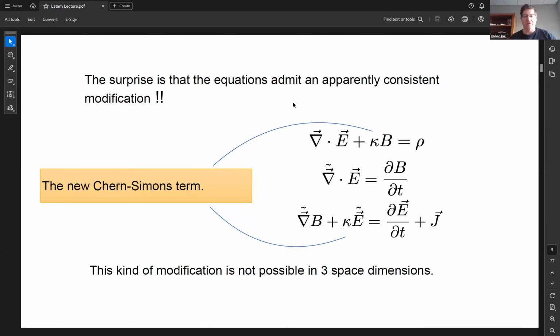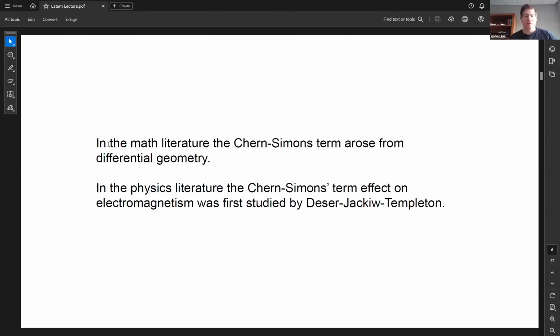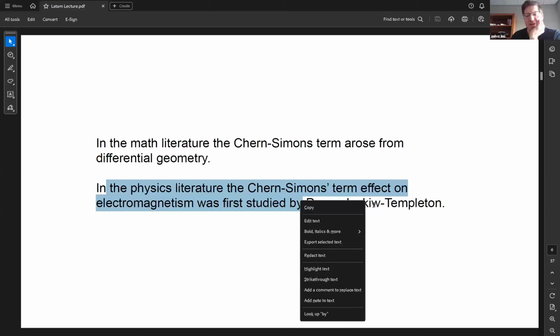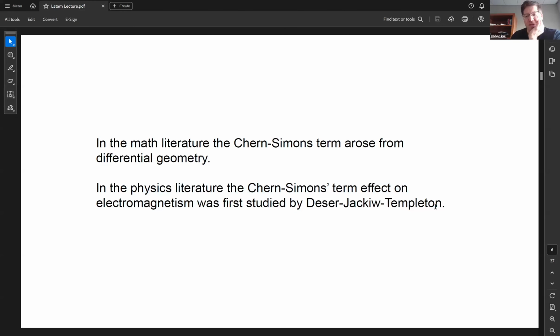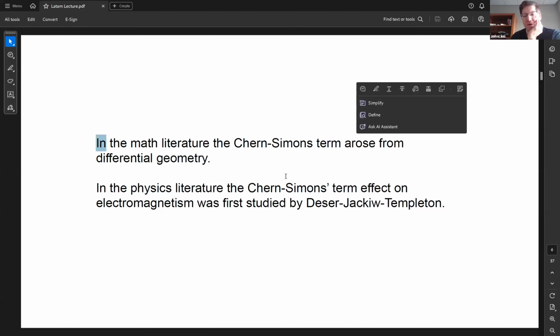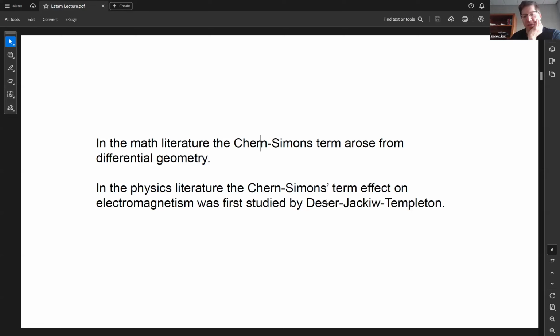Okay, so we will investigate this modification now. In the math literature, this kind of modification arose in the work of Chern and Simons from some differential geometry story, that will be tangential to what I'm talking about, so I'm not going to get into it. But in the physics literature, this modification, as far as I know, was first studied by Deser, Jackiw and Templeton as an interesting modification of electrodynamics. And that's more in line with what I'm presenting. So I'll be presenting the story more in line with that logic, but we will deviate very soon when we go to the quantum theory.